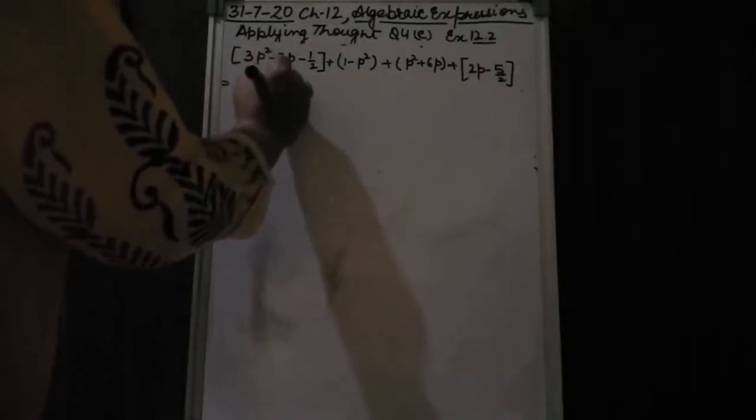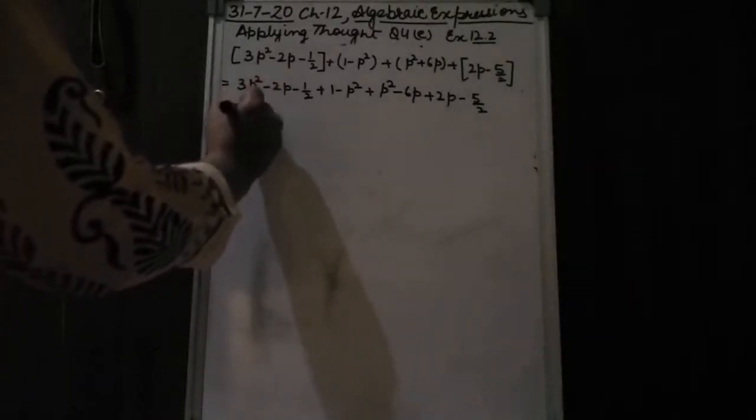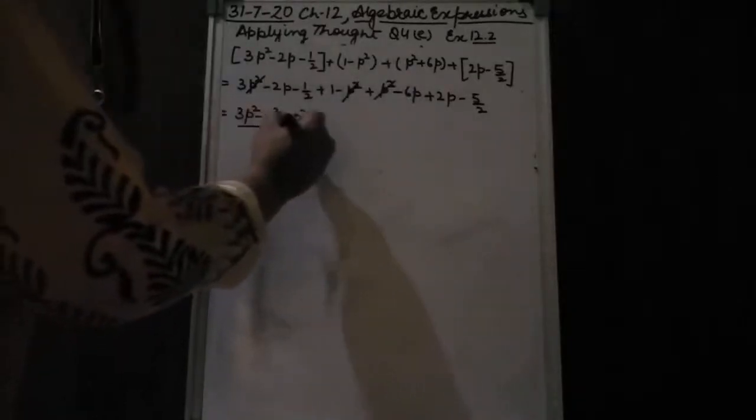So here just open all the brackets. 3p square minus 2p minus 1 by 2, positive sign, so nothing is going to change. Again positive sign, again positive sign, so simply the brackets will be removed. Now collect the like terms. 3p square, this is also, this is also. So you have used, and this is your one group.